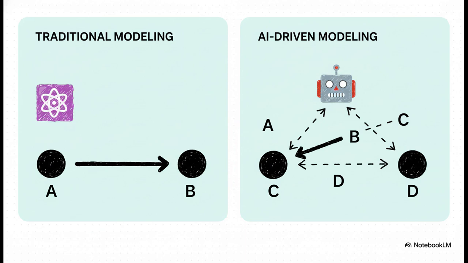But this new wave is AI-driven. It uses deep learning to chew on decades of historical data. And instead of asking, what if, it asks, what's most likely to happen next? It's a huge shift from a world of what if to a world of what's probable.